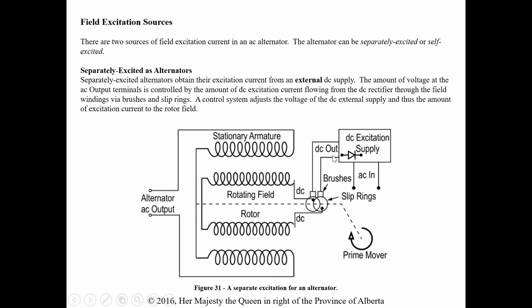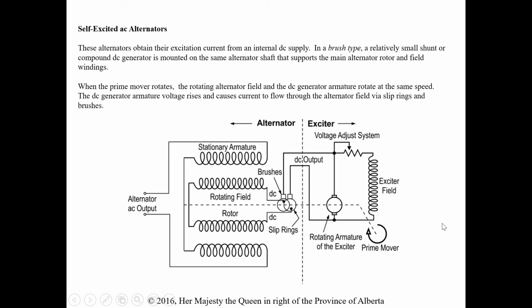Again, the amount of voltage is controlled by the amount of DC excitation current flowing from the rectifier. So this is a rectifier, a diode, that's what they're showing there, to the field through the brushes and slip rings. So this does still have brushes and rings. A control system adjusts the voltage of the DC external supply and thus the amount of field excitation. So this is kind of what we've been talking about so far.